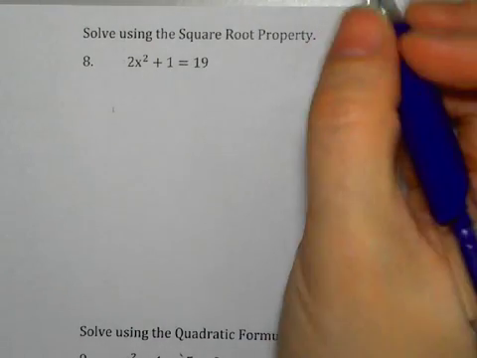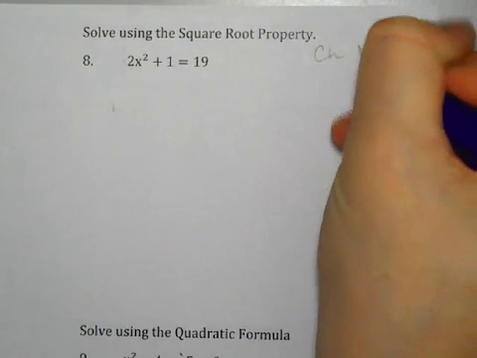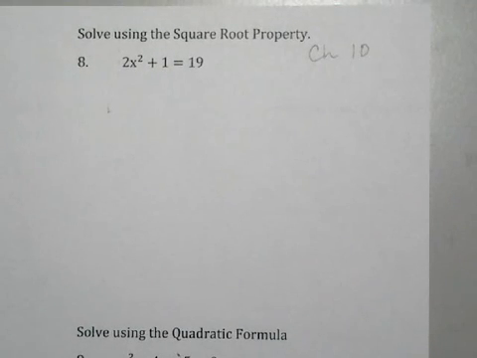Numbers 8, 9, and 10 are all from Chapter 10. Number 8, remember to read the instructions on these. This is solve using the square root property, meaning we need to isolate the x squared and then take the square root of both sides.